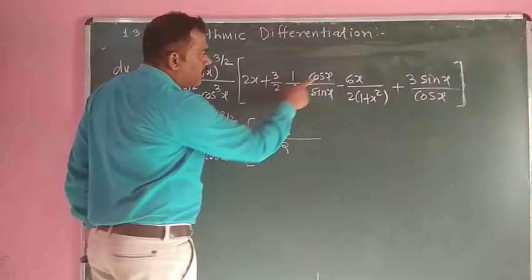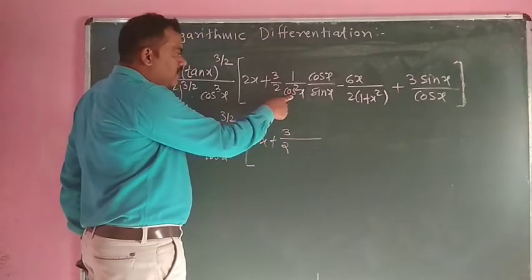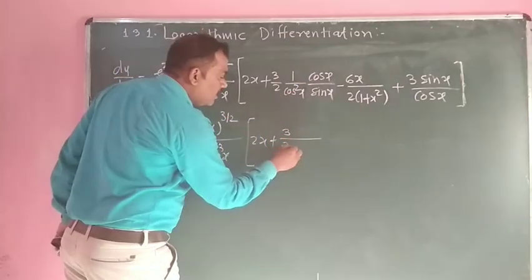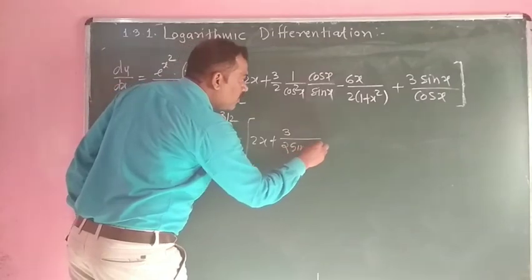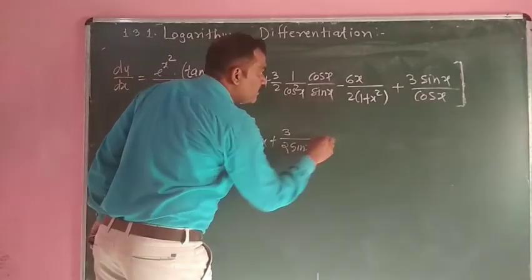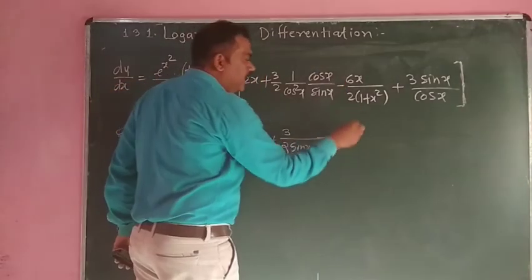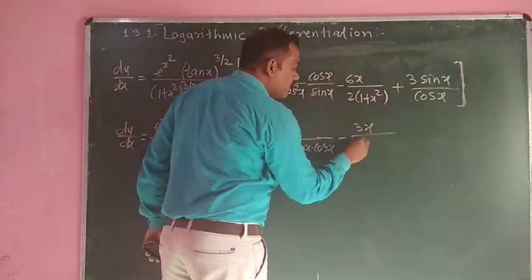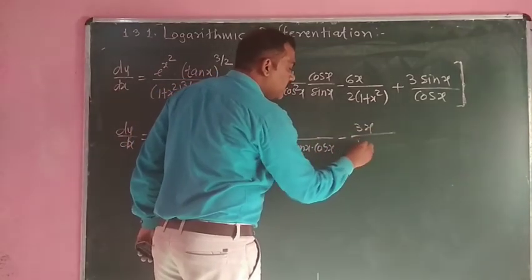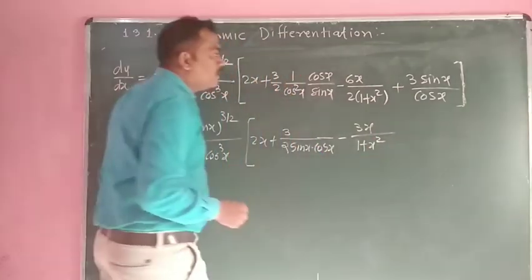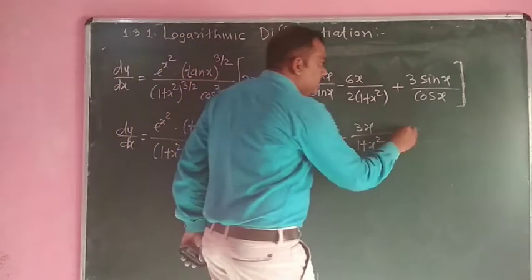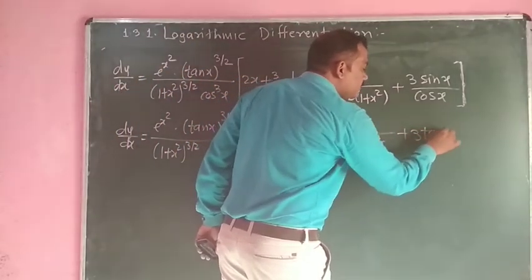So that here from the square one cos gets cancelled, so that remaining is 2 times sin x into cos of x minus 3x divided by 1 plus x square plus 3 times tan x.